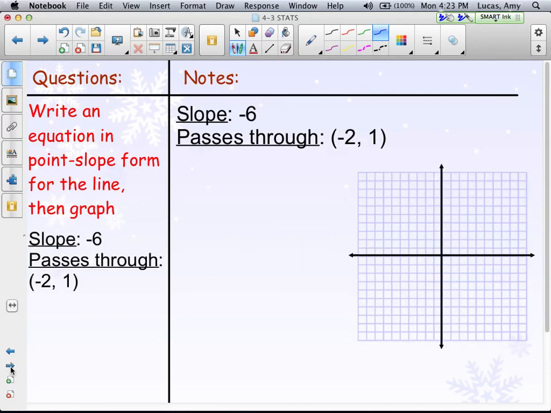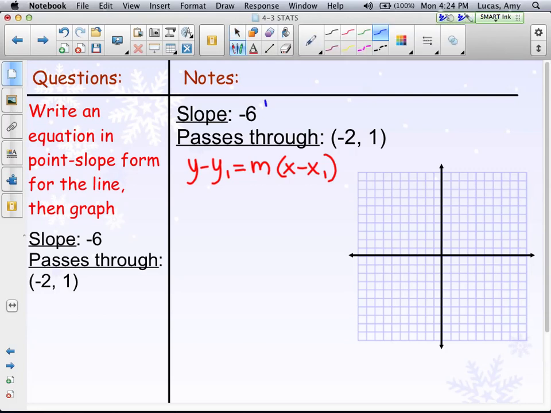Example number 2, very similar to the first one. Start out with your point-slope form. This is on your MCA test in 8th grade. They give you all of the forms, so standard, point-slope, and slope-intercept, and the slope formula. Those are all on your MCA, so you will have those for your quizzes and tests in our class.